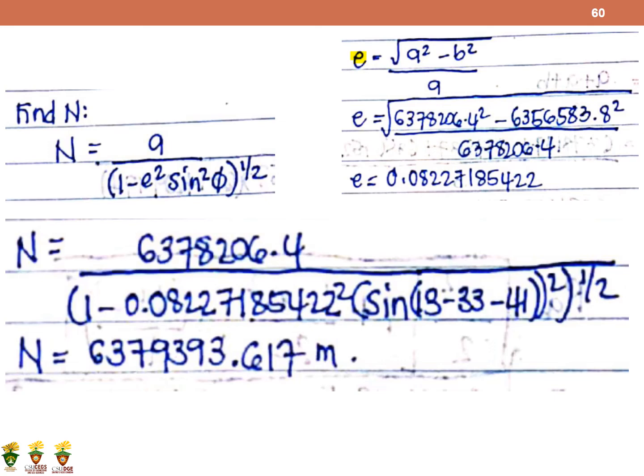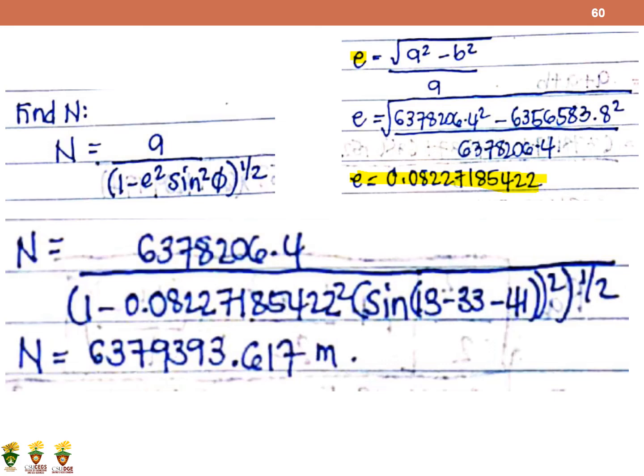We can have the value of eccentricity as 0.08227185422. As you can see, class, I am not rounding up or rounding off, because this is not yet the final answer being asked for. Rounding off will affect your solutions.